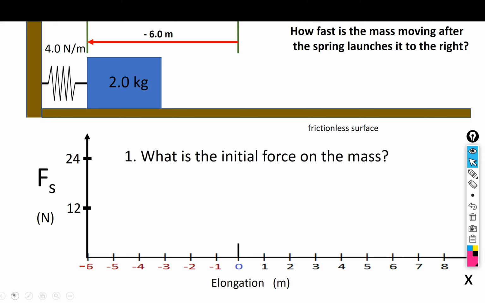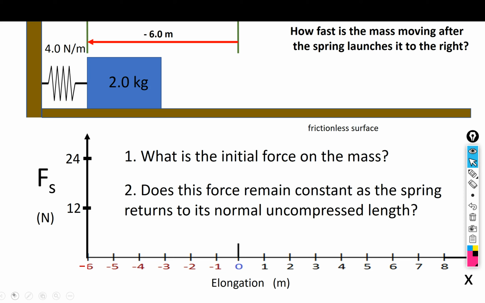Number one, what is the initial force on the mass? And number two, does this force remain constant as the spring returns to its normal uncompressed length? Watch the animation again and then sketch the force versus elongation graph showing the force acting on that 2-kilogram box. Here we go.